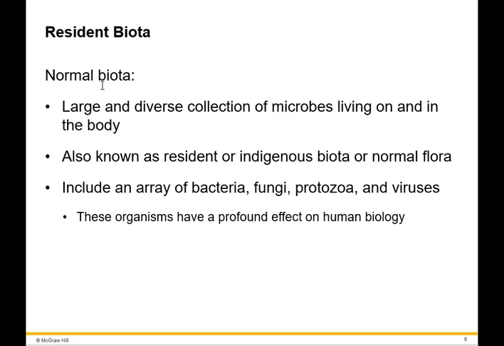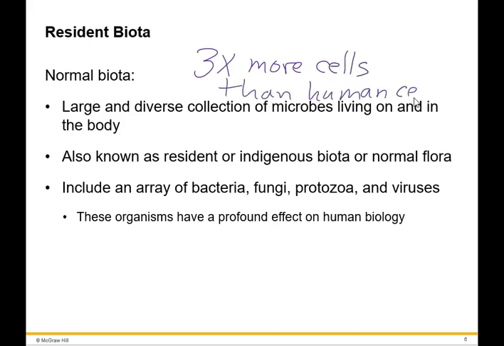Those are microorganisms that live in and on you. So they're living on the body, on the skin, and they're in the body in various organs and places that we previously thought were sterile but are actually not sterile. In actuality, the normal microbiota makes up about 3 times more cells than human cells in your body. And so they have a profound effect.